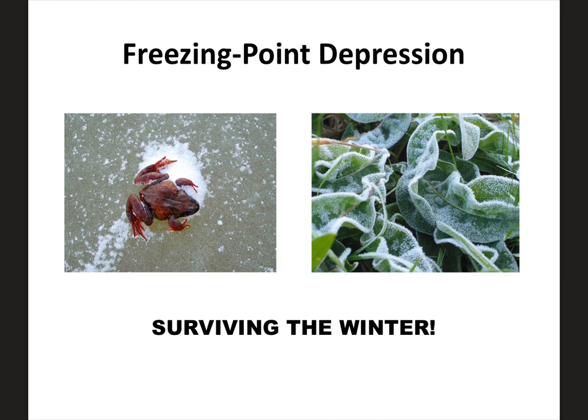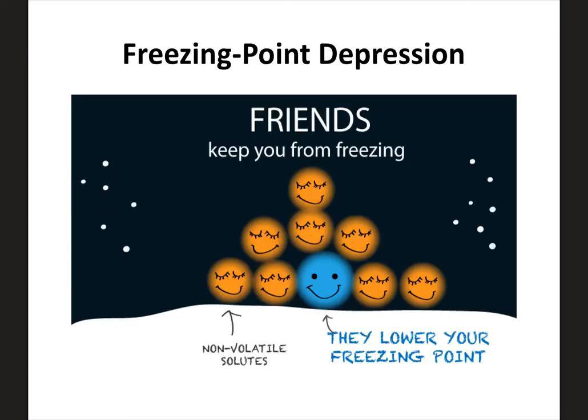This is how many plants and animals can actually survive the winter. They have a form of antifreeze, if you will, and it allows the temperature to drop without them necessarily freezing to death. So this frog or this plant here can actually survive the winter. And this is just a funny little slide that says friends keep you from freezing. Essentially, those solutes, when you add them to the solvent, they prevent the solvent from clustering together and freezing. So essentially, the solute lowers your freezing point and prevents that freezing from taking place. So anytime you add a solute to a solvent, the freezing point is always going to be lower.